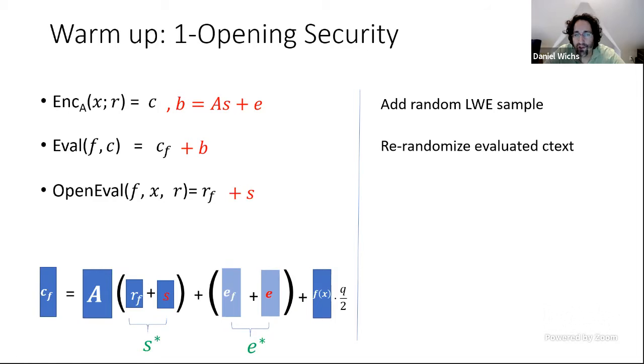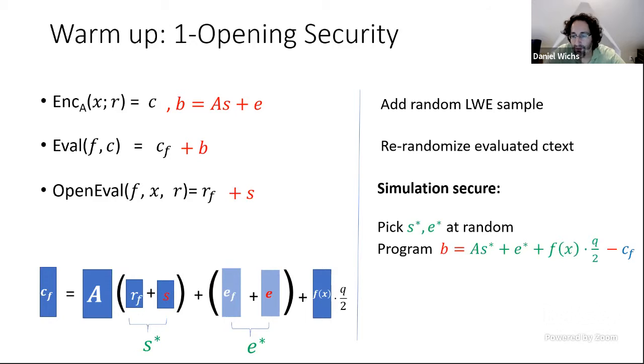Essentially, I'm just using a fresh LWE sample in the ciphertext to re-randomize or somehow blind the opening that I'm giving you. And in fact, you can prove that this is secure. This is even simulation secure. The idea is that I can simulate the opening without knowing anything about the encrypted value or the randomness that went into the encryption. The way I'll do that is I'll pick these values s* and e* uniformly at random. And I'm going to program this ciphertext b to have this form, As* + e* + f(x) minus the ciphertext c_f. And you can see that if I do this, everything works out.